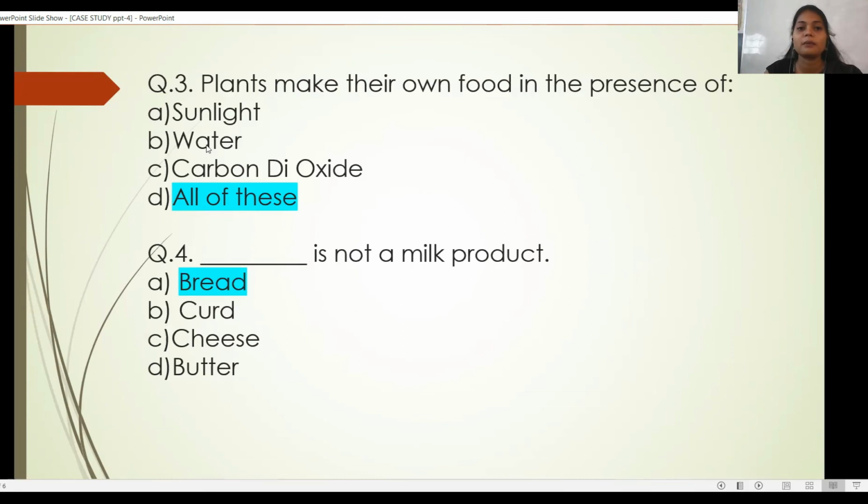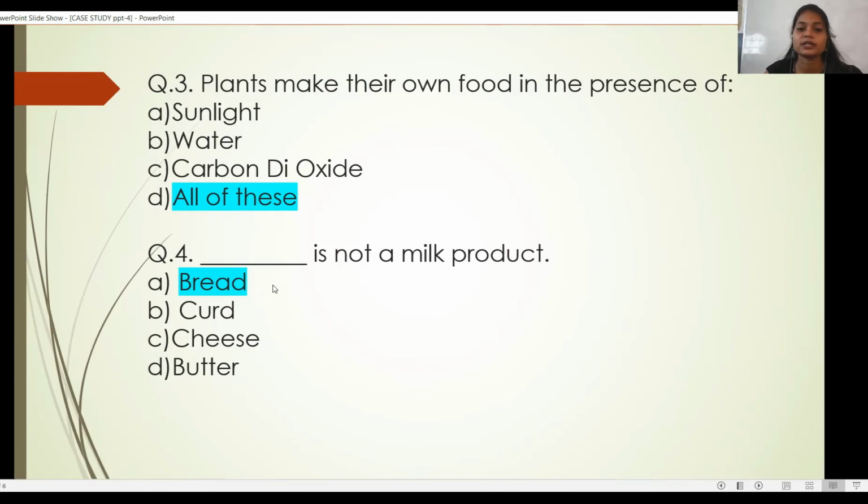Next question is: plants make their own food in the presence of sunlight, water, carbon dioxide, all of these. Students, as we know, photosynthesis is the process through which plants make their own food in the presence of sunlight with the help of water and carbon dioxide. So here all of these are correct. So we will pick option D.